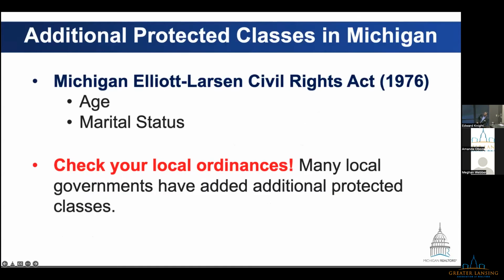We can go ahead and move to the next slide, Ed. Oh, there we go. So in our state, we have the Elliott Larson Civil Rights Act of 1976, which added age and marital status to the protected classes. Now, obviously, our industry is local. We need to know what our local municipalities, if any, are adding to those protected classes. That's ever changing, so know your communities, know if your local townships or cities are adding to those classes.